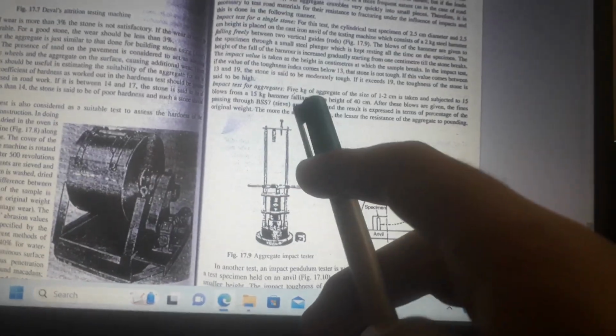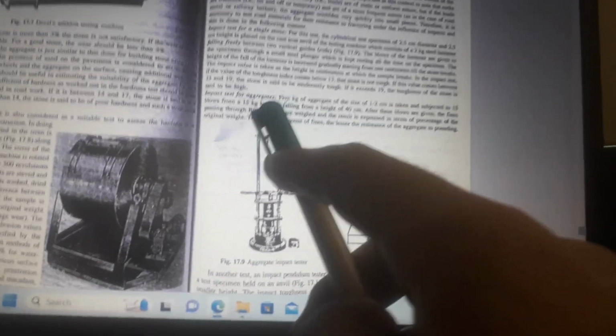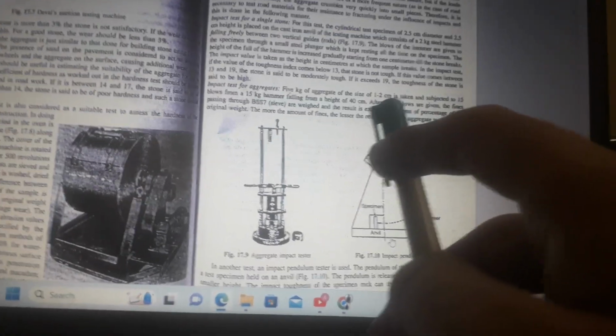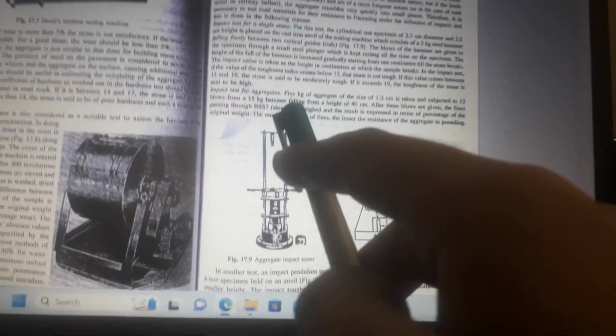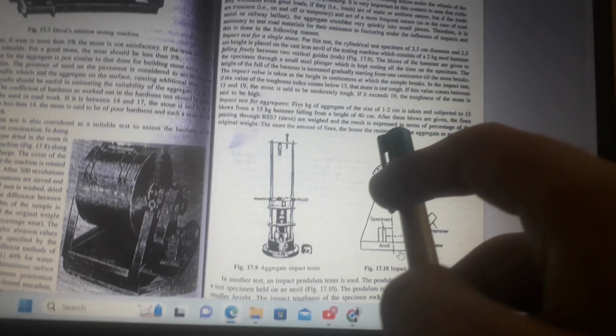Impact test for aggregates. 5 kg of aggregate of size 1 to 2 cm is taken and subjected to 15 blows from a 15 kg hammer falling from a height of 40 cm. After these blows are given, the fines passing through the BSS sieve are weighed and the result is expressed in terms of percentage of the original weight. The more the amount of fines, the lesser the resistance of the aggregate to pounding.